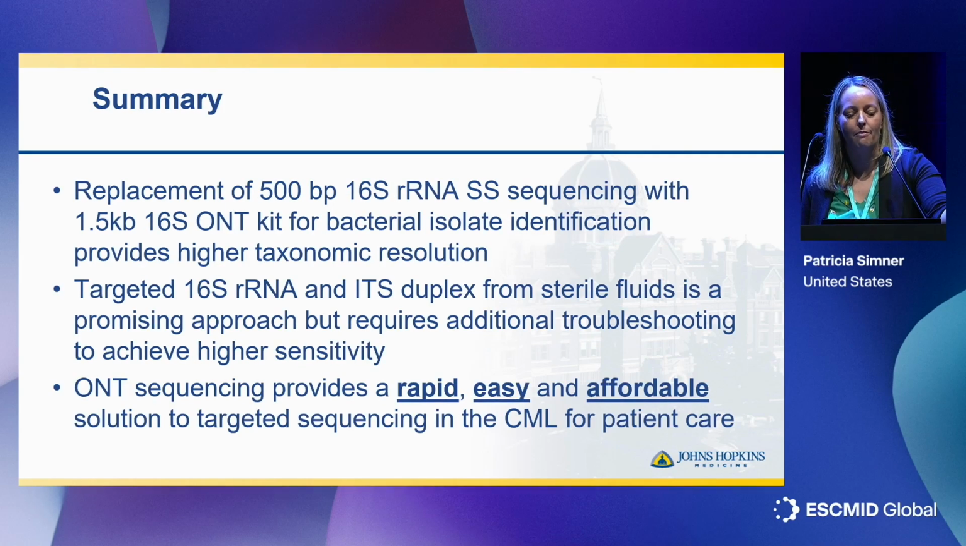Overall, replacement of the 500 base pair 16S rRNA Sanger sequencing with the 1.5 kb ONT kit for bacterial identification provides higher taxonomic resolution. Targeted 16S rRNA and ITS duplex from sterile fluids is a promising approach, but requires a little additional troubleshooting to achieve those lower limits of detection. But overall, nanopore sequencing provides a rapid, easy, and affordable solution to targeted sequencing in the clinical microbiology laboratory for patient care.